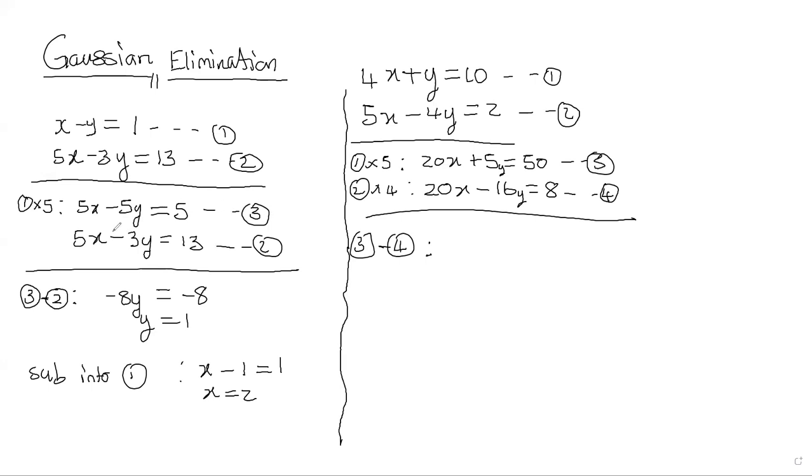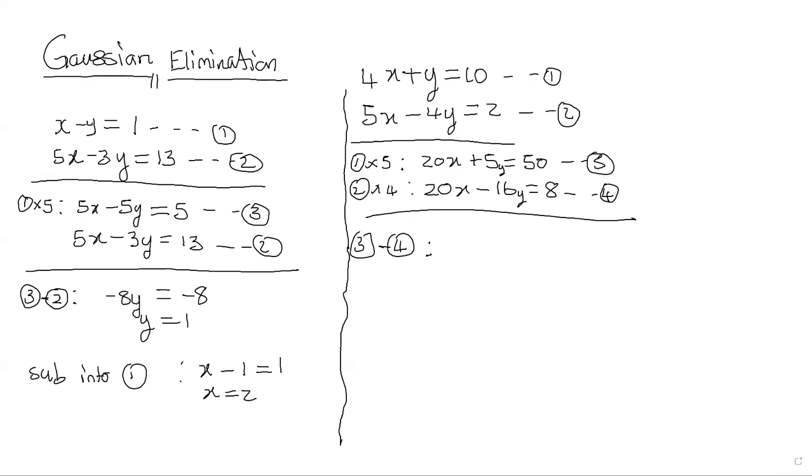And then we come to equation 2. It remains unchanged, so we put it below. Now we subtract equation 2 from equation 3. It's 5x minus 5x. X is gone. Then minus 5 minus 3, it's going to be minus 5.